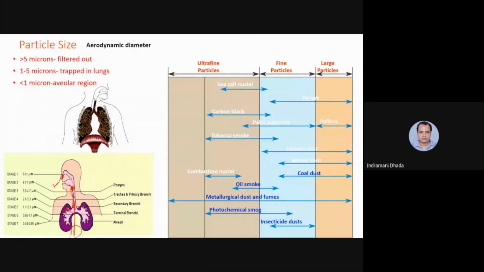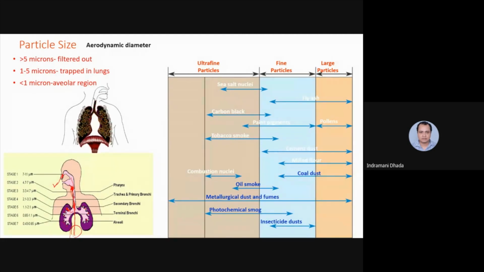Many times you can come across the words PM 2.5, PM 10. So why are we considering PM 10, PM 2.5, PM 1? Why are we not bothering about PM 1.5, PM 2, PM 3, PM 4, then PM 7? Why are we not talking about that? Why are we talking about PM 2.5, PM 10, PM 1?